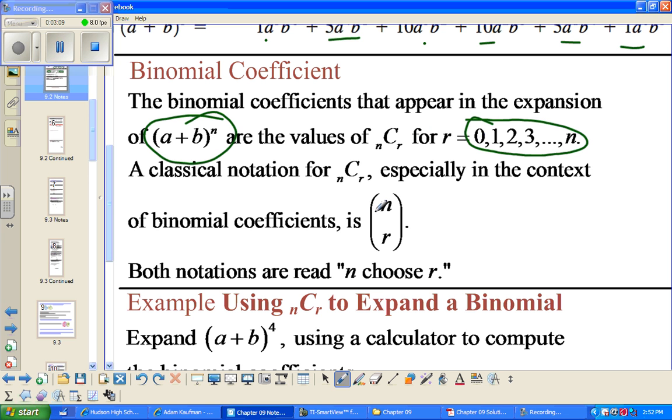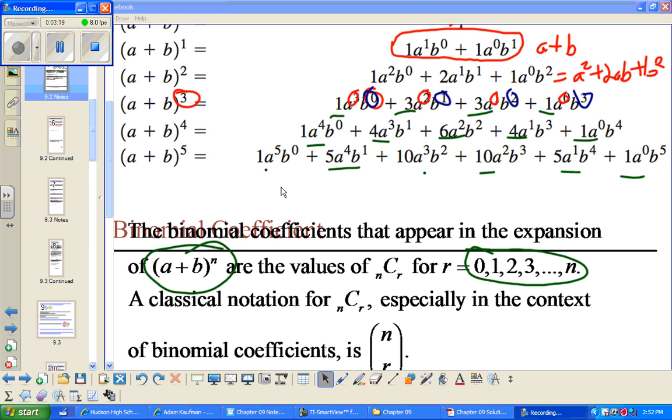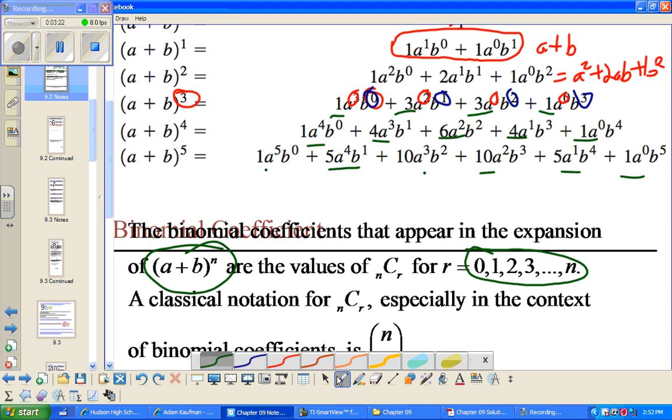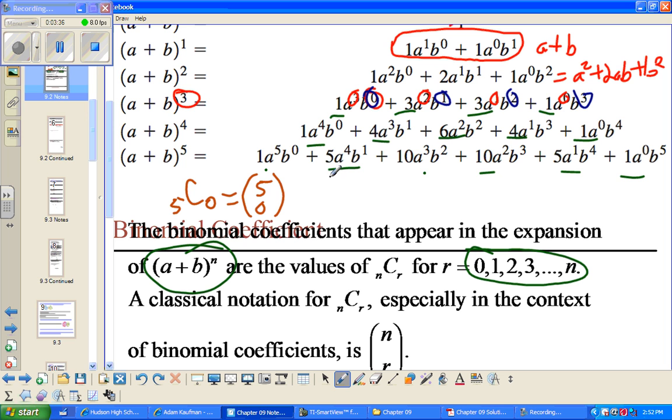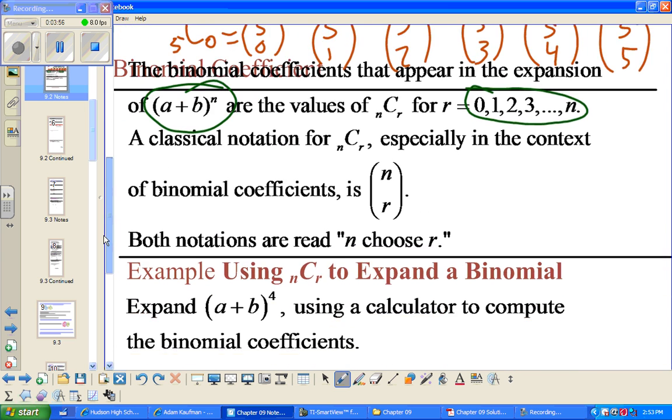So for instance, if we look back up here, we're to the 5th power, so that number up front, that 1, comes from 5 choose 0, which is the same as 5 choose 5. This number out here is 5 choose 1. This number is 5 choose 2. And so on. You keep going, that's where you can get that number from. So that's a nice quick way of getting the numbers we need in expansion.